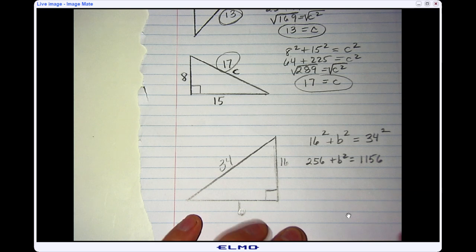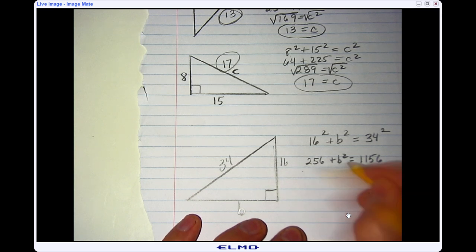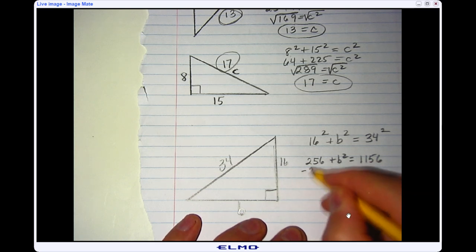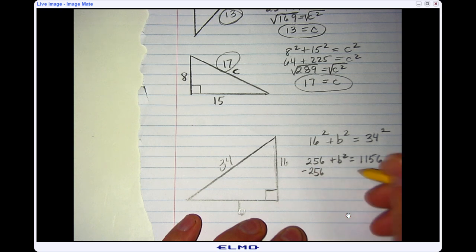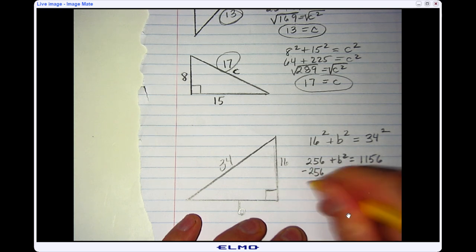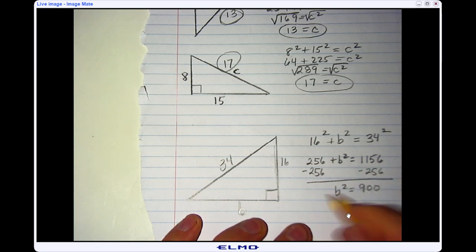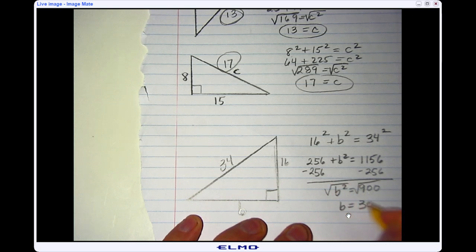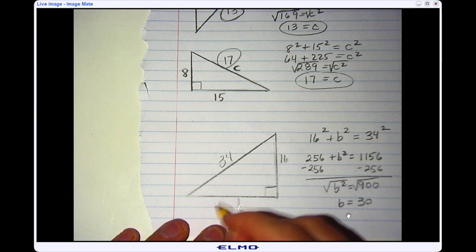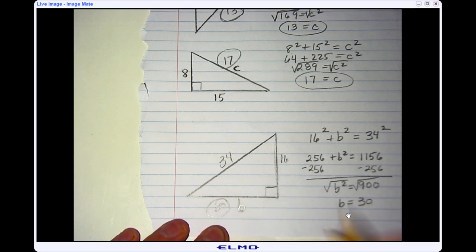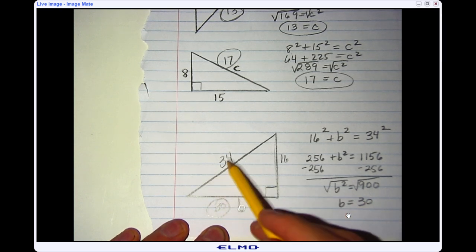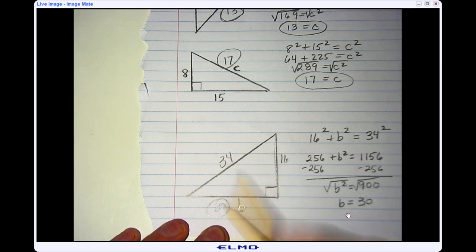1,156. Then if I backtrack to get the b by itself, I'm going to get rid of the 256 by subtracting it on both sides. So I have b squared equals 900. The opposite of squaring is to square root. So then b equals 30. So this missing side, which is a leg, is 30. Now the hypotenuse is always the longest side, so the legs are always going to be shorter than that. That's another way to check your work as well.